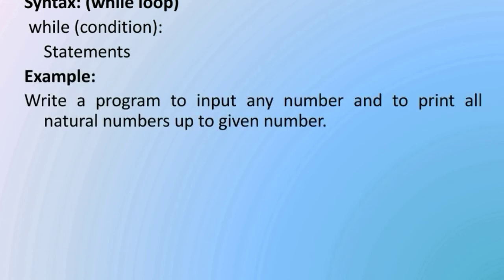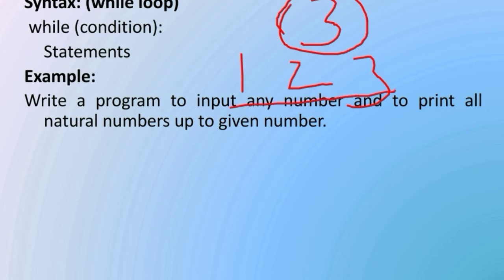So while condition, if the condition is true, some statements are executed. Next one, example, input any number and print all natural numbers up to the given number. That is, the program was instructed to get the input from the user. Based on that value, the output will be displayed on the screen. Natural numbers start with the value 1. So 1, 2, 3 up to the input given by the user. If the input entered by the user is 3, the output will be 1, 2, 3. So based on the input given by the user, the output will be displayed on the screen.